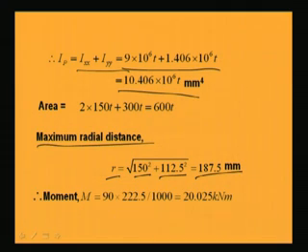Now the moment, or torsion, whatever you call it, will be force into eccentricity. Eccentricity is not the distance between the column face and the load, which is 110. Eccentricity is the perpendicular distance from the load to the CG. This comes to 222.5, so the moment P into E is 20.025 kilonewton meter. We have converted it to meter. So we got the moment.